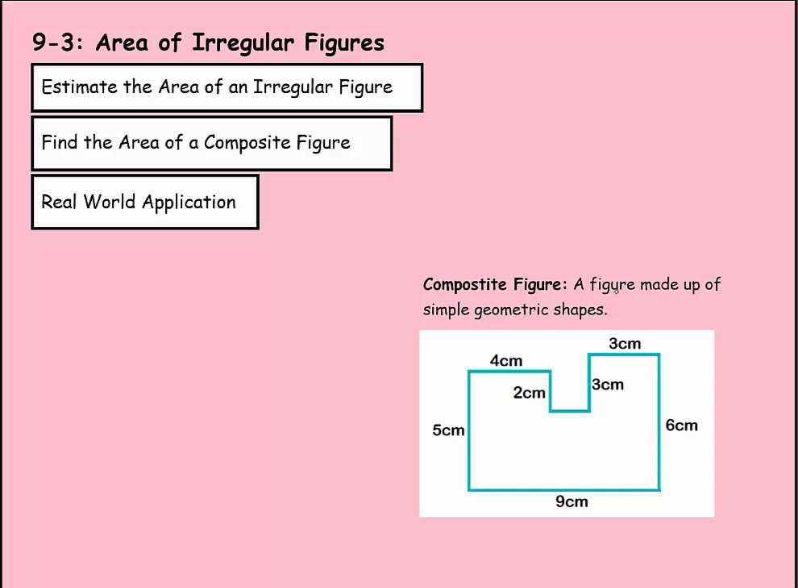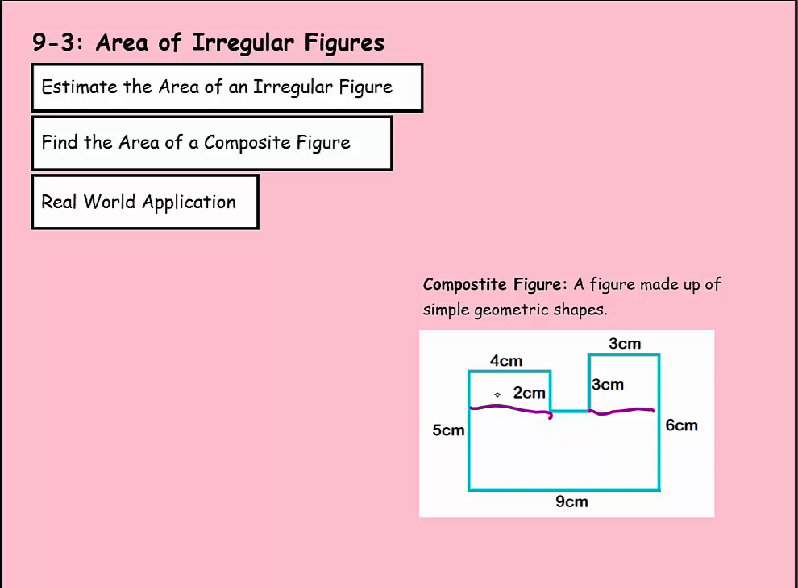A composite figure is a figure made up of simple geometric shapes that are combined together to make one shape. So for example, we have this shape here. If you notice, you could draw a line from here to here, and from here to here, and show that it would be 3 different rectangles, or 2 rectangles and a square, all combined into one shape. Doing that, you actually could find the area of that.